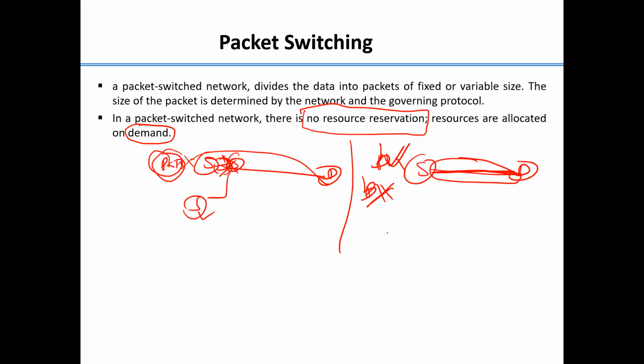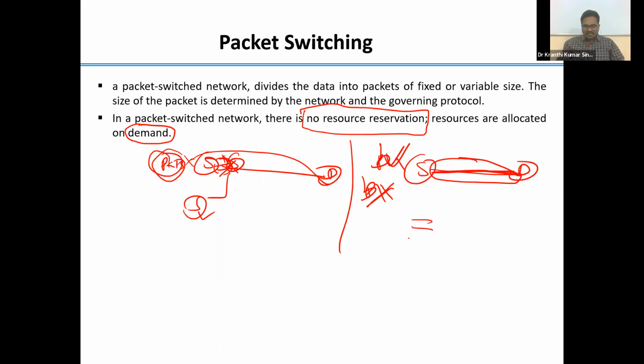Circuit switching means there are three phases. What is the first phase? Setup. Setup means establishing a connection between sender and receiver. Once the establishment is completed, this entire channel is dedicated to the source and receiver up to completion of the packet transmission, up to completion of the bit transmission. And the second is data transmission.